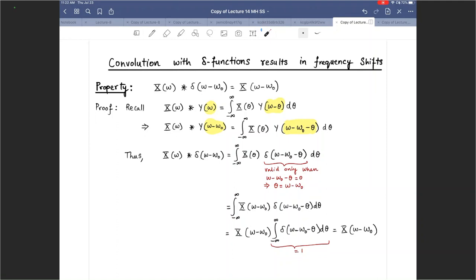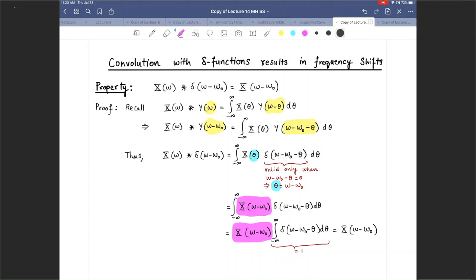What do you get? Integration over all theta, cap X of omega minus omega naught, because you have now used this theta here, delta of omega minus omega naught minus theta d theta. Next, notice that this particular function here is independent of theta, so it can come out of the integral right here. And the rest is just integrating over an impulse present at some location. However, it doesn't really matter what location because you're integrating over all theta anyway, negative infinity to infinity. So that gives you a 1 there.